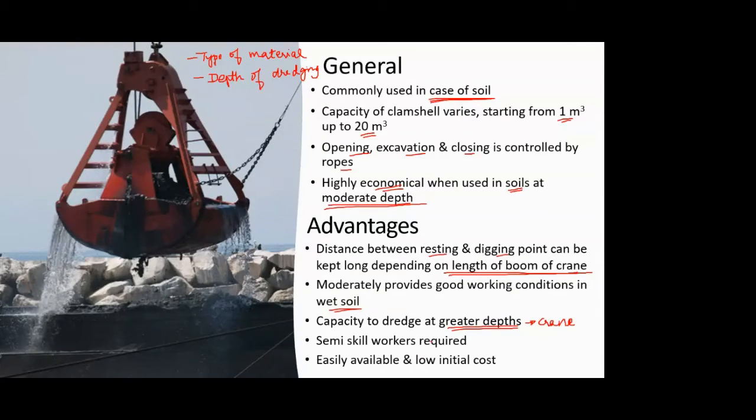And as I told you, for working with this machinery you need some workers who can handle that crane. The main thing is the operation of that crane, so for that you can have a semi-skilled worker as well, or just an operator who is very good at handling cranes. And costing wise, as I told you, there is no sophisticated equipment, so it is easily available, and the initial cost is also very low. So this is about the grab or clamshell dredging.